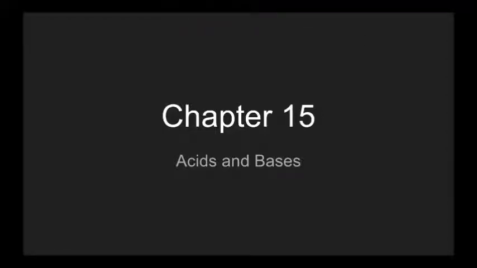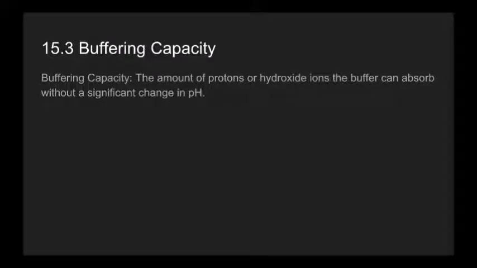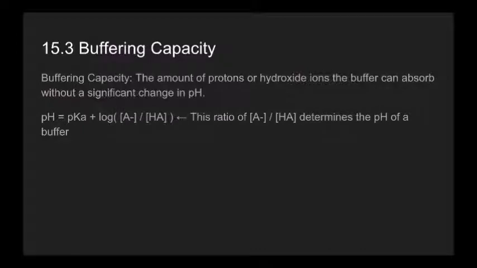And today we'll be presenting about Chapter 15, Acids and Bases. So first off, we're going to start off with the definition of buffering capacity. Buffering capacity is the amount of protons or hydroxide ions the buffer can absorb without a significant change in pH.